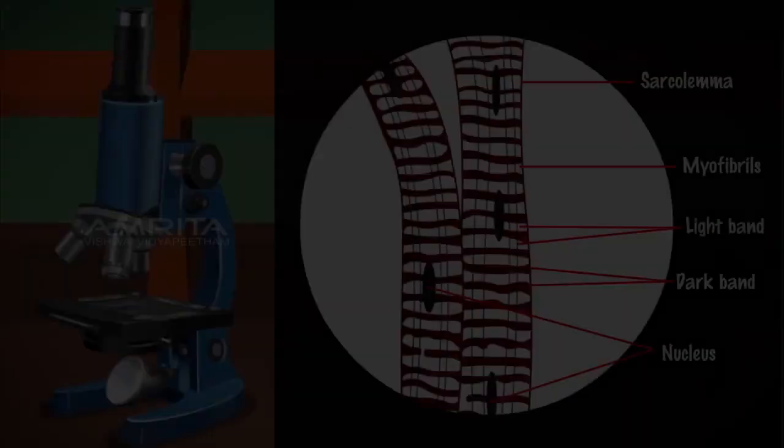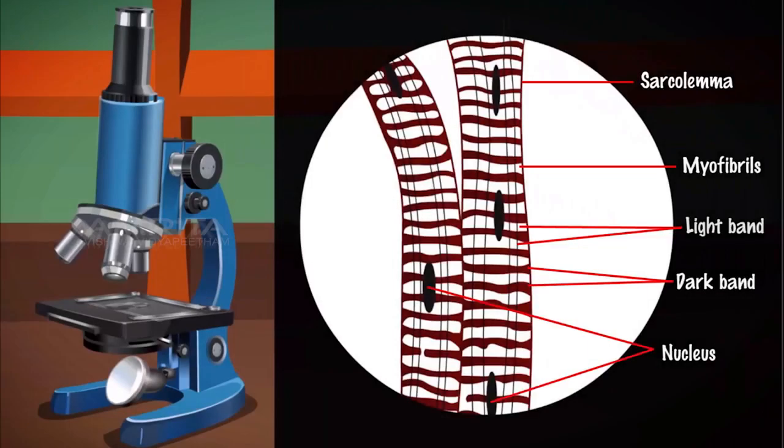Inference: the presence of long cylindrical fibers that are multinucleated and the presence of many myofibrils confirms that the cells seen on the slide are striated muscle cells.